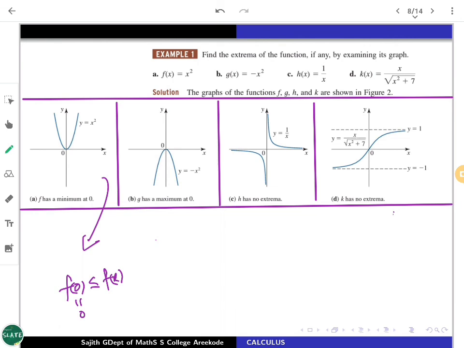But you can't search for maxima. Why is it not having any maxima? The function is not bounded above. It's not sealed from above. So you can't expect a maximum here.